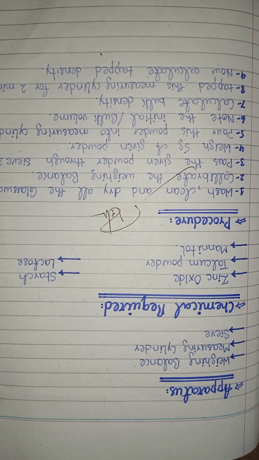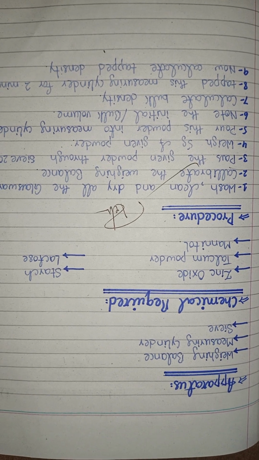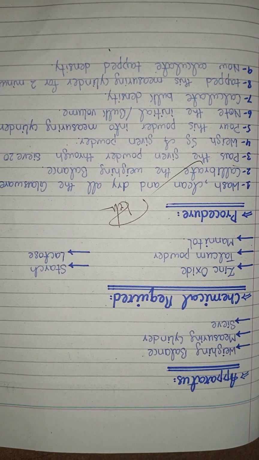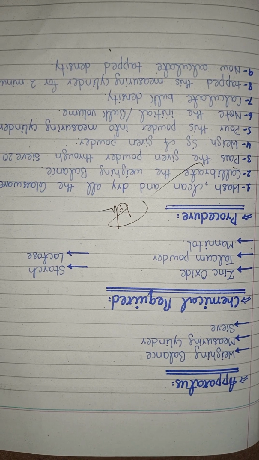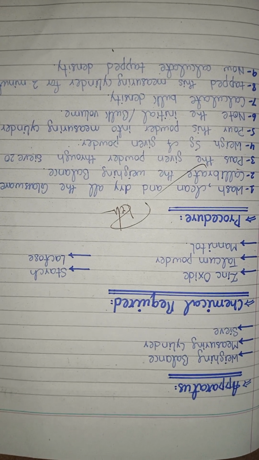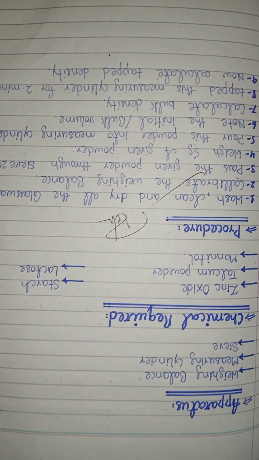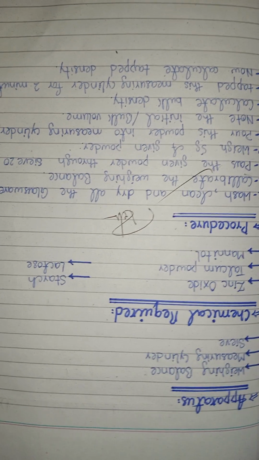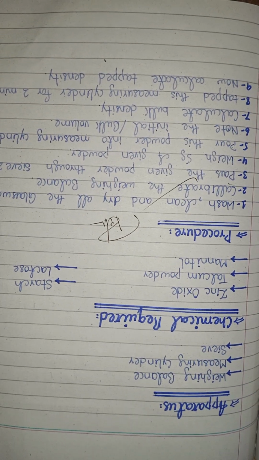The chemicals which are required are zinc oxide, which is in powder form, talcum powder, which is also a powder, mannitol, starch and lactose. Okay, so these are the chemicals and these powders are given to you. Now you have to find out the bulk and tap density of all of these powders.